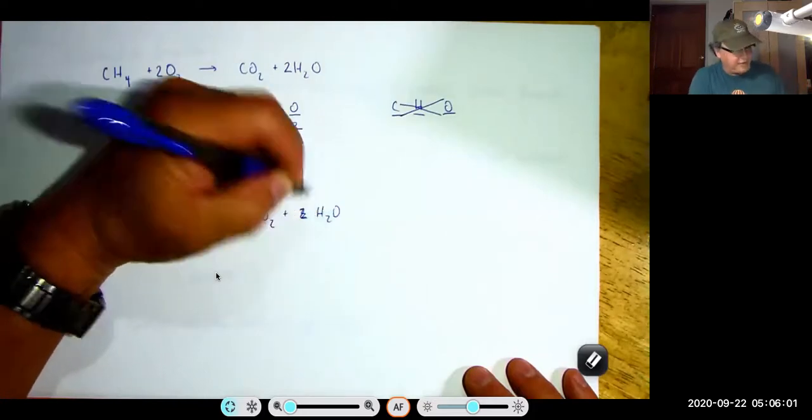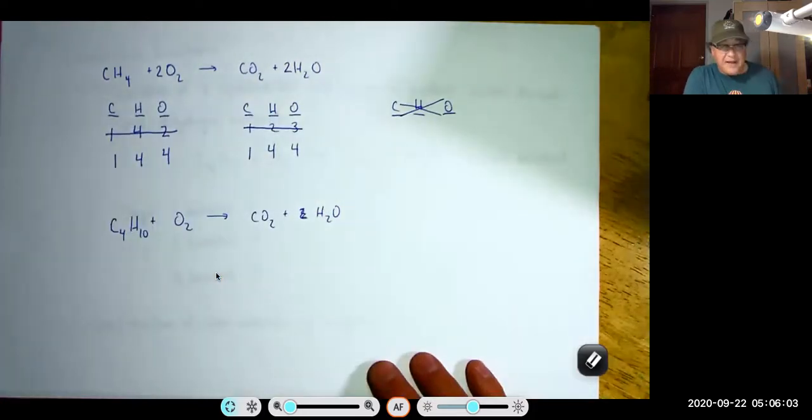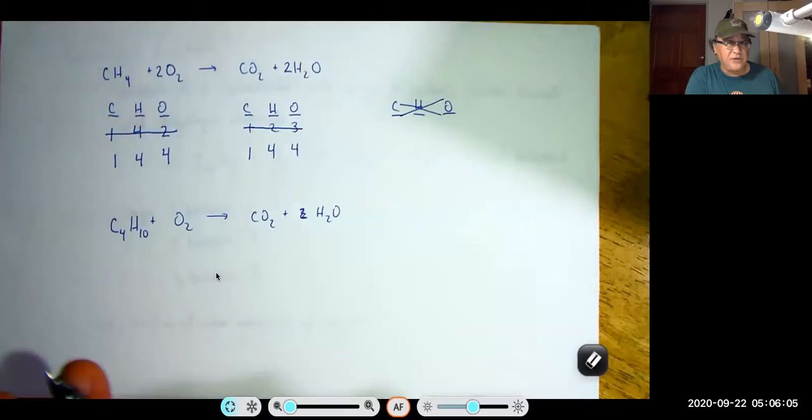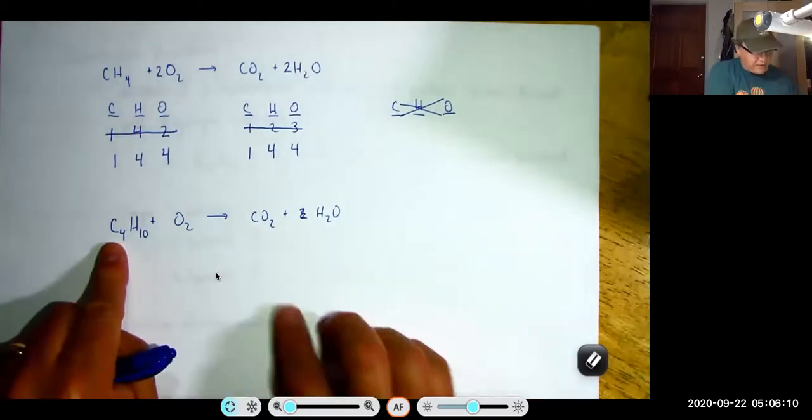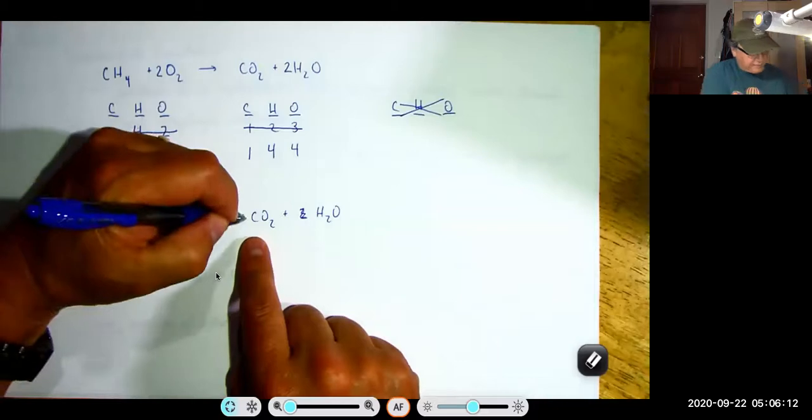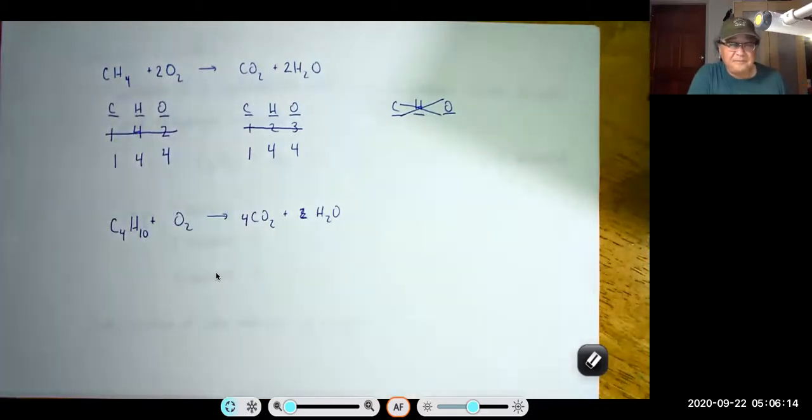Whoops, I don't want a 2 there yet. So I want to balance this. And this time I'm not going to make a list. I have 4 carbons here and 1 here. So I'm going to put a 4 there. So now the carbons are okay.